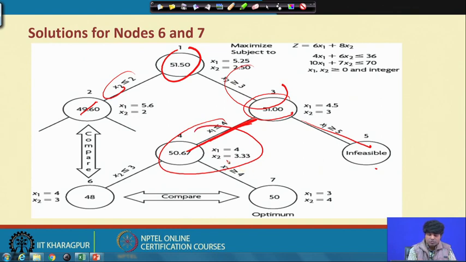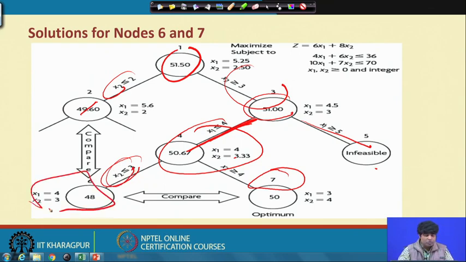Corresponding to non integer, we have again two different sub problems, and then we look for the particular solution. Putting this particular additional constraint, the final solution will be here like this. So, x 1 equal to 4, x 2 equal to 3, where z equal to 48, and again x 1 equal to 3 and x 2 equal to 4. This is where z equal to 50.